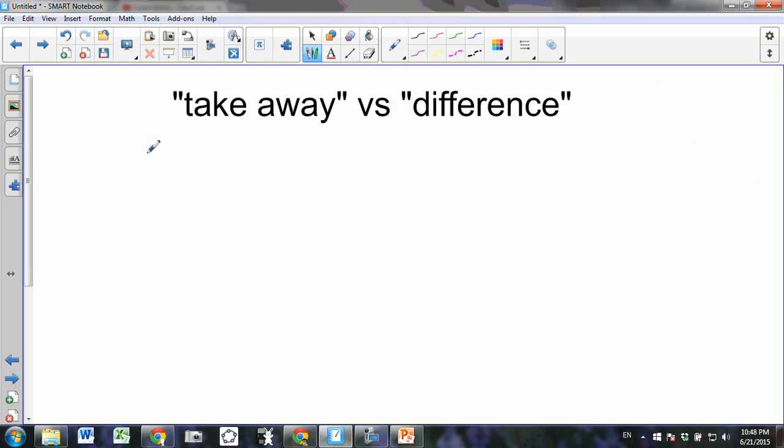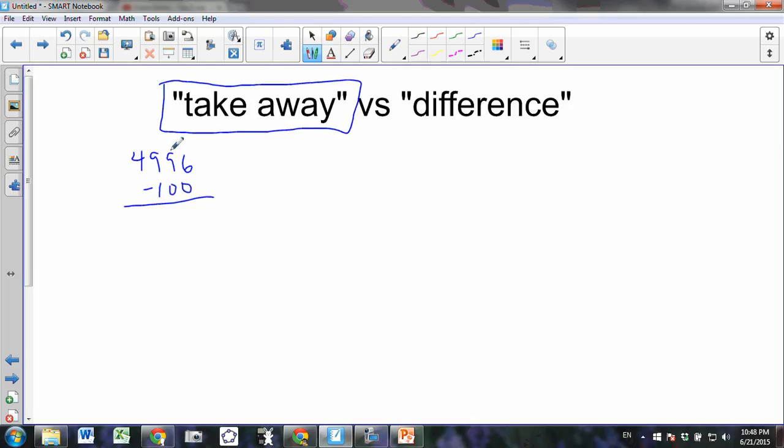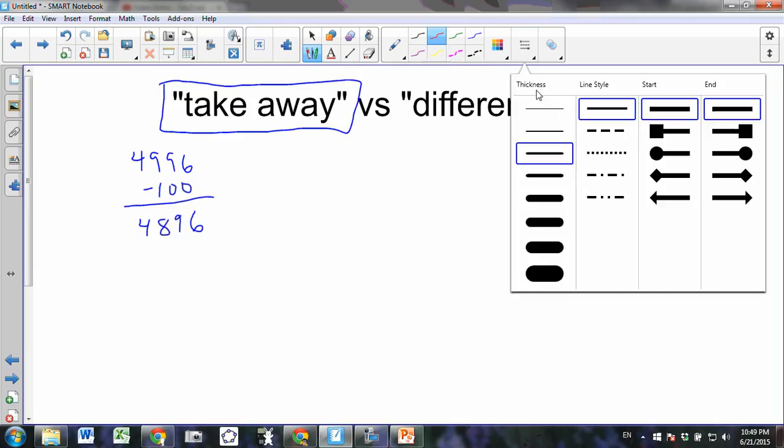Now, but for now, just suppose you have 4,996 and you want to subtract 100. Well, that particular subtraction problem, take away is just much more logical. If you take away 100 from 4,996, that leaves you with 4,896. No problem with that.